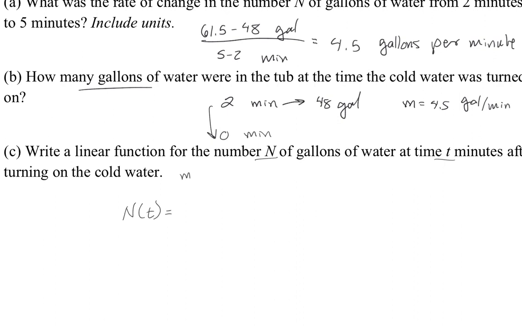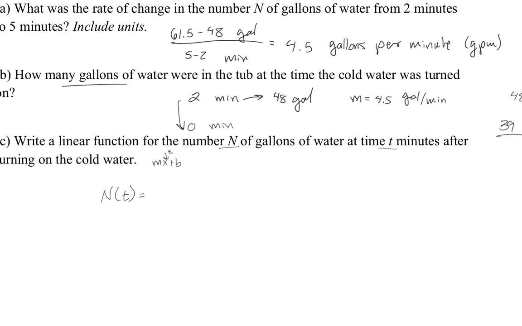Now we're thinking of mx plus b form. Here, x will be t. We know that our slope, our rate of change, was 4.5, so I'm going to include that here. And we started at 39. So that is where we're going to get our linear function from.